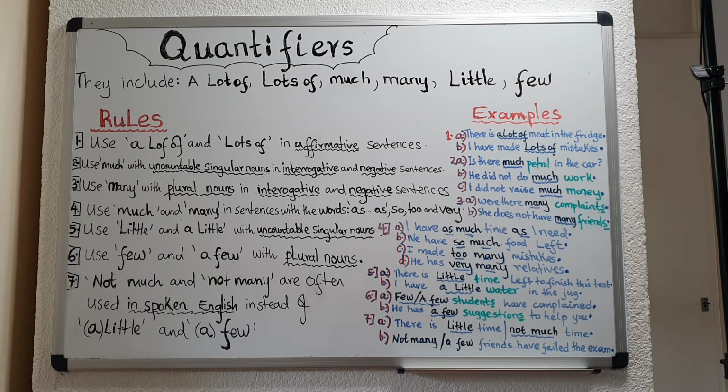Now, let's move on to rule number 6. Use few and a few with plural nouns. So if you want to use any of those quantifiers, if you want to use few or a few, make sure you do so with plural nouns. Remember, plural means many.